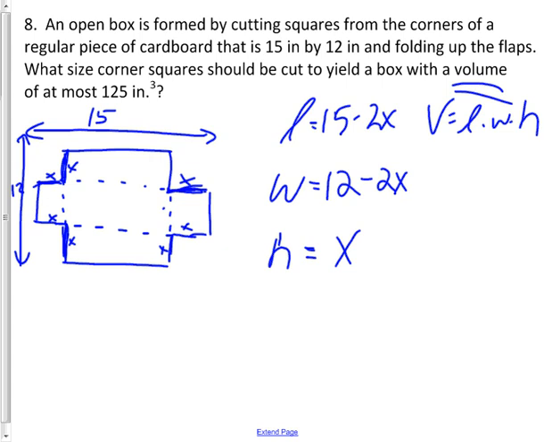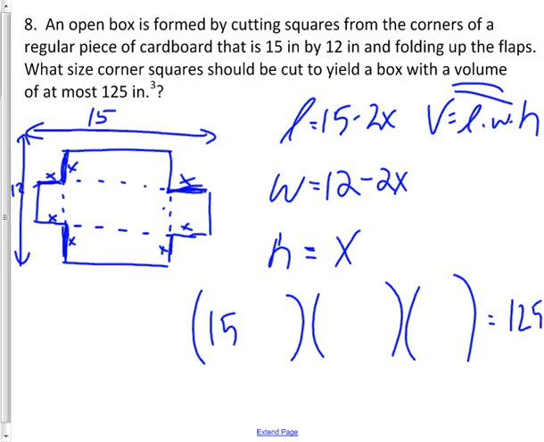Now volume equals length times width times height. And actually, we didn't know the volume. The volume is supposed to be 125, so we'll put that at the end. So it's length times width times height is 125. Length, 15 minus 2x. Width, 12 minus 2x. Height, x. And it says at most 125. That means I can't be bigger than 125, but I could be less than 125. Okay?